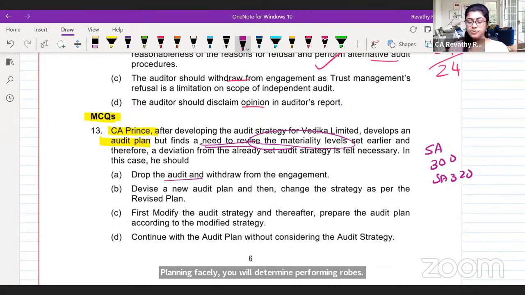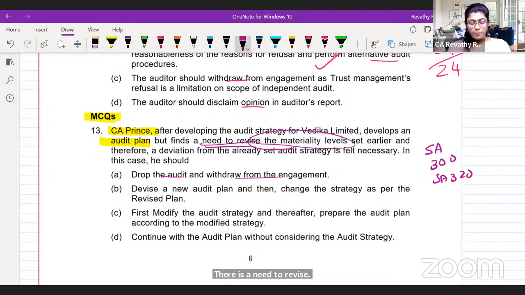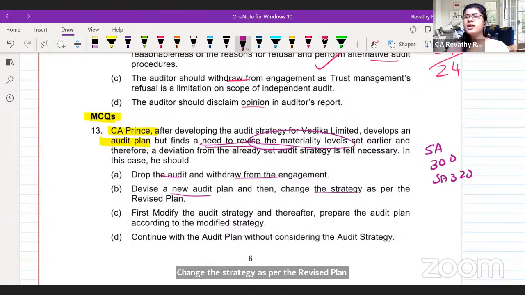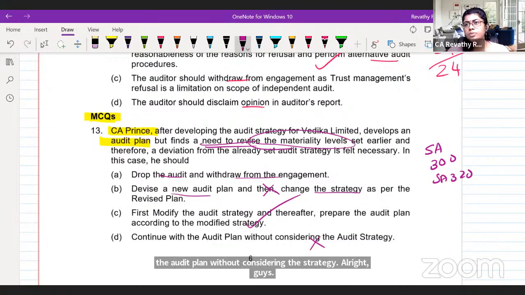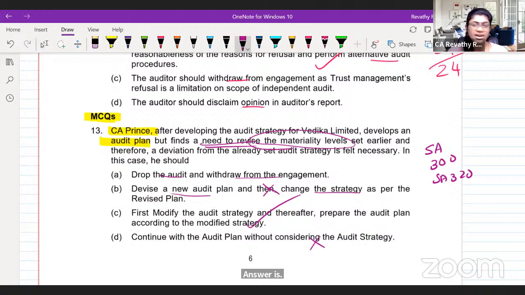So there is a need to revise. You drop the audit and withdraw from the engagement. Devise a new plan. Change the strategy as per the revised plan. But is it correct? First plan change and then strategy, or first strategy and then plan? First strategy and then plan. First modify the audit strategy, then prepare the audit plan. Seems to be correct. Continue the audit plan without considering the strategy. So, guys, the answer is this one. See that.